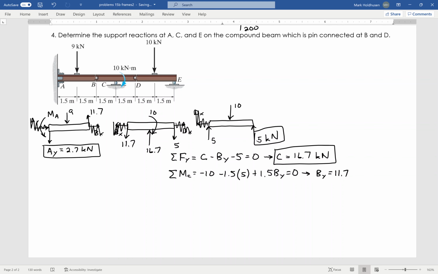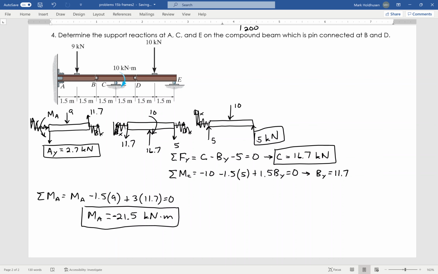Okay, and I suppose I'll go ahead and write my moment equation. I'll sum the moments about A. I recognize I've got my moment about A that I'm trying to figure out. I have negative 1.5 times 9, and I have a positive 3 times 11.7 equal to 0. So my reaction at A then has to be negative. So I have it drawn backwards, which is fine. But 21.5, and that'll be kilonewton meters. Again, I get a negative on that, so it's flipped the other direction. But those are those reaction forces that I've got.